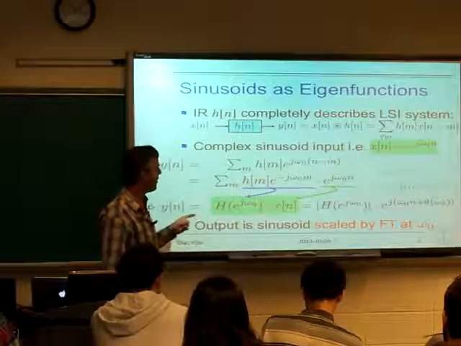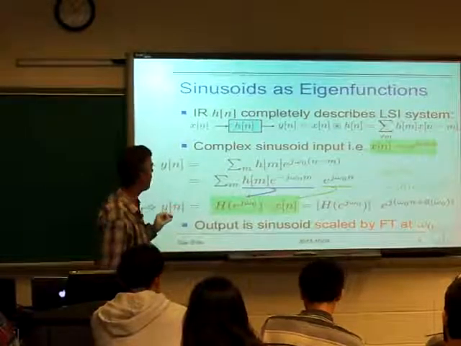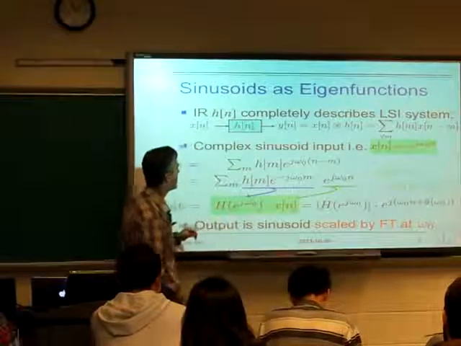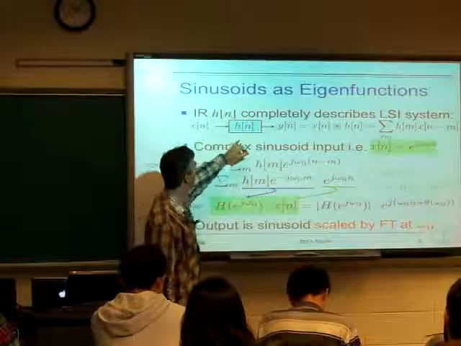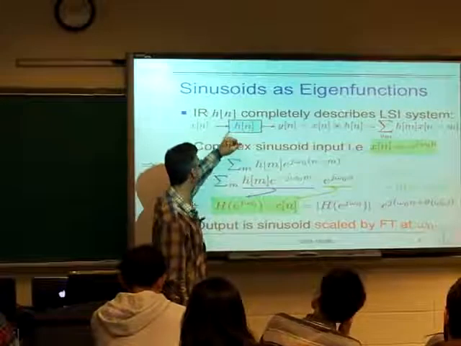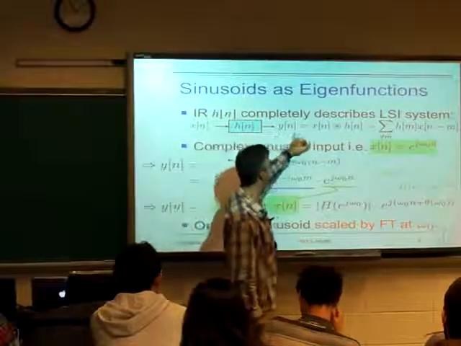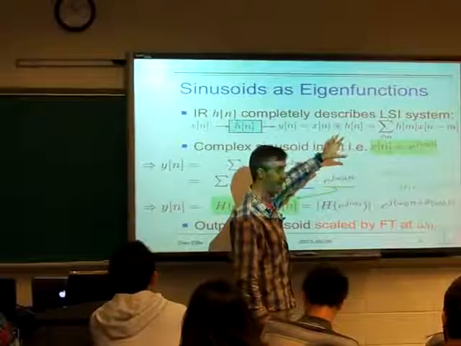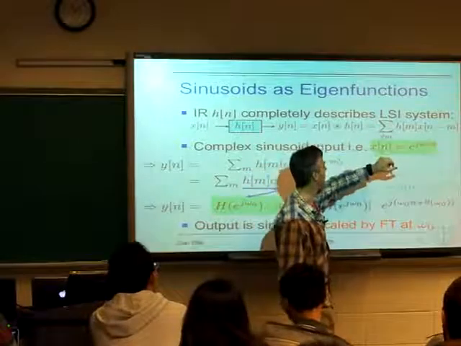Let's just examine this idea of eigenfunctions mathematically, because I've sort of said it and I've sort of waved my hands a little, but let's just make sure it works out mathematically. So if we have a system, we can describe that system completely by its impulse response h of n. And what that means is if we put a signal x of n into the system, we get an output y of n, which is the convolution of x of n and h of n. Right? That's our basic linear shift invariant convolution behavior.